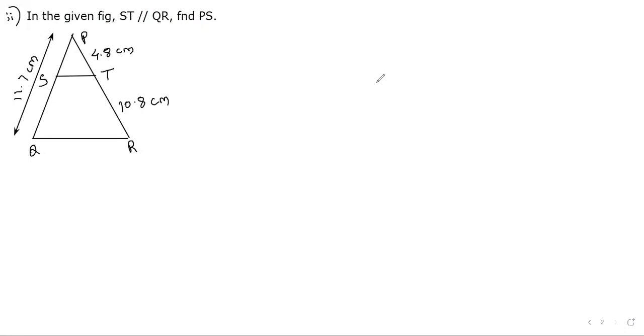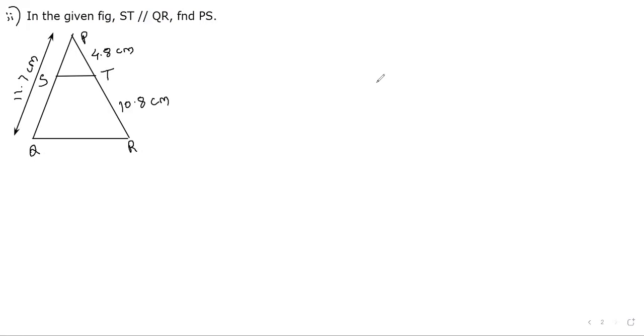What to do? What is given? What is the value of PQ? PT and TR are given, and ST is parallel to QR. Given that ST is parallel to QR.